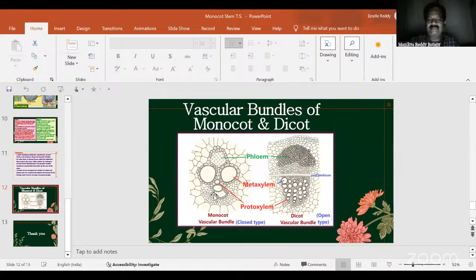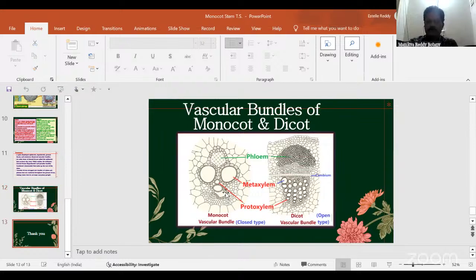That air space is formed due to disintegration of protoxylem. Generally, it is having water or sometimes air. That's why this is called air space. This is formed due to disintegration of protoxylem. That's why it is a lysigenous cavity. This is about vascular bundle.